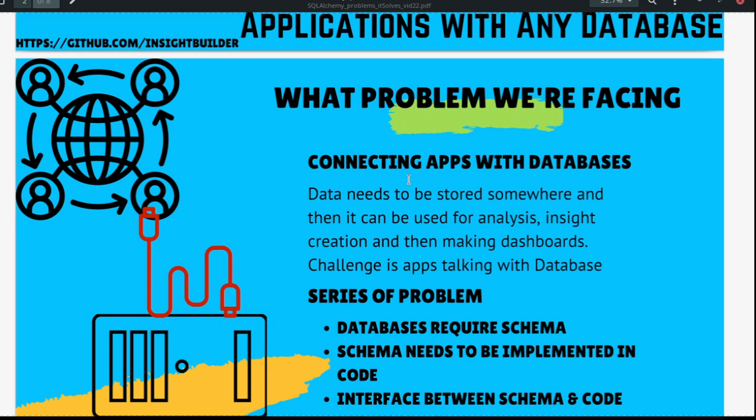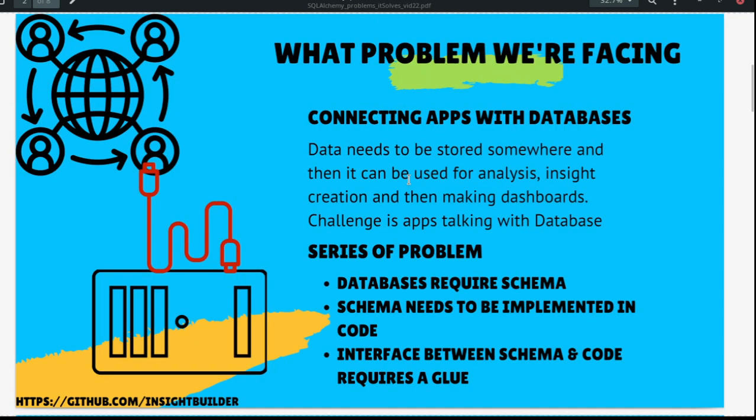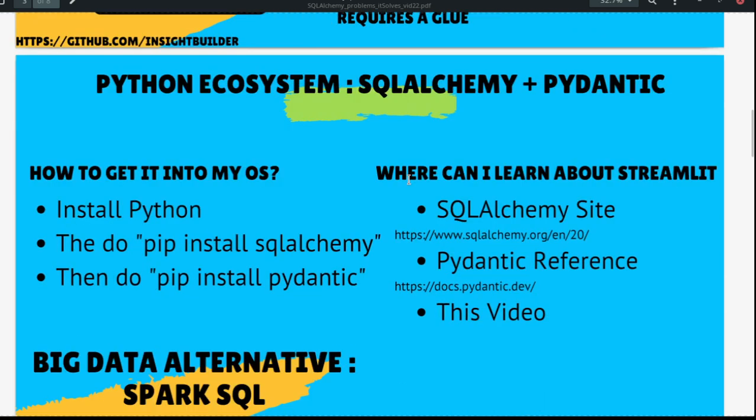The databases themselves have a lot of tables, and these tables require something called a schema. Schema is similar to the data types that we have in our code. What happens is we need to somehow connect the data types in our Python code with the schema in the databases. This interface between the schema and the code that glues them together, that is SQLAlchemy.